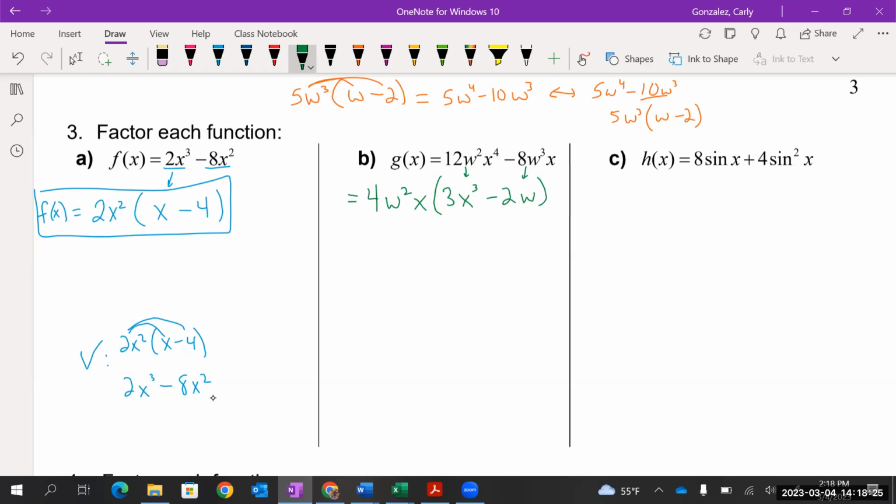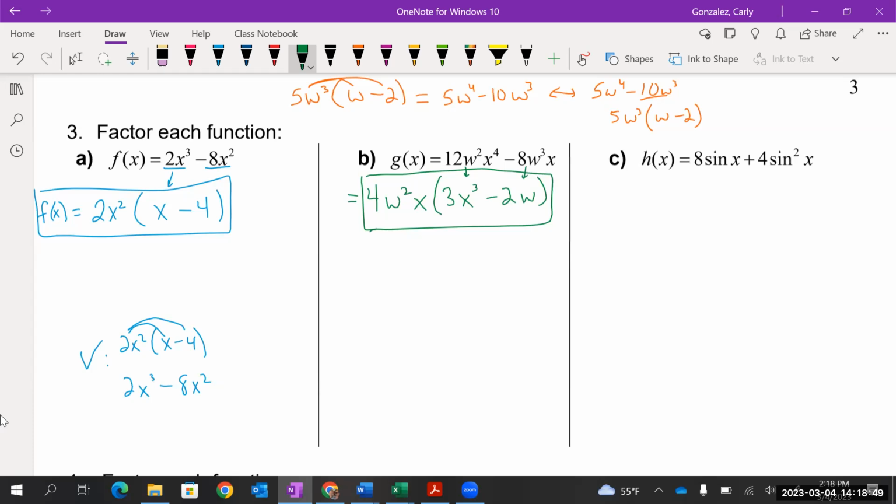And to make sure that you pulled out all of those common factors, you can see here that the 3x to the third and the 2w no longer have anything in common. So that is our final answer, factoring g of x. And in this case, we were factoring out the GCF.